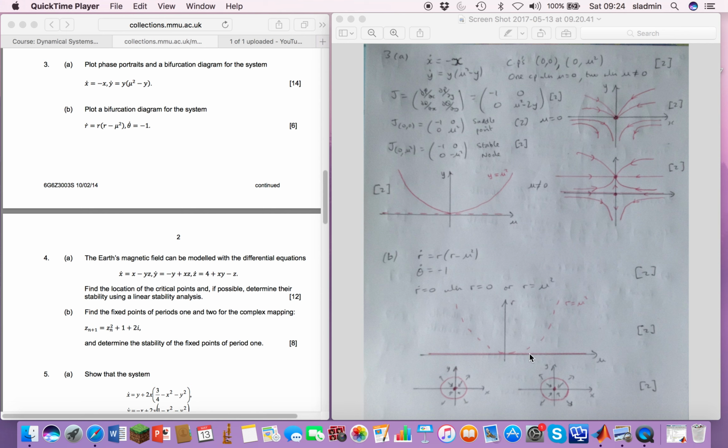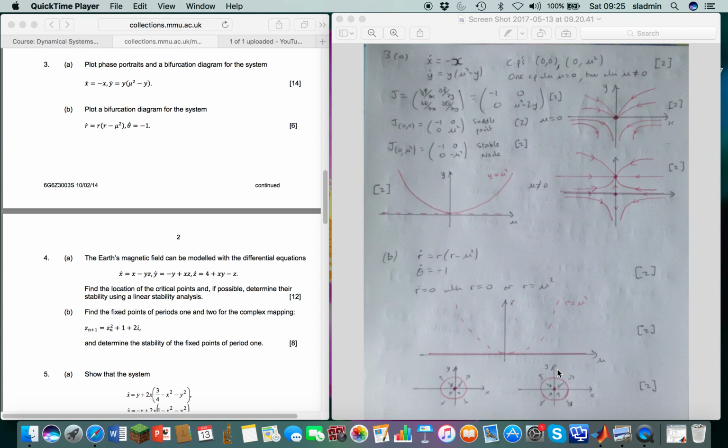So you'll notice that when mu is positive, we have a critical point at the origin and 1 limit cycle of radius mu squared. Now if you look at the phase portrait, if r is less than mu squared, so if we're inside the limit cycle, then r dot is going to be negative because r is less than mu squared. So r dot is negative, so your arrows point in. Outside the limit cycle, so if r is bigger than mu squared, then r dot will be positive.